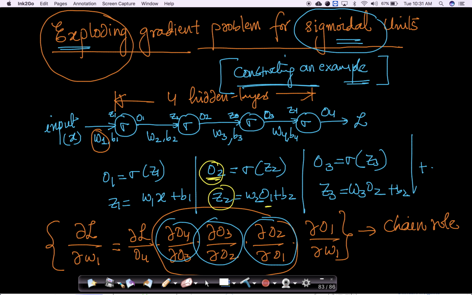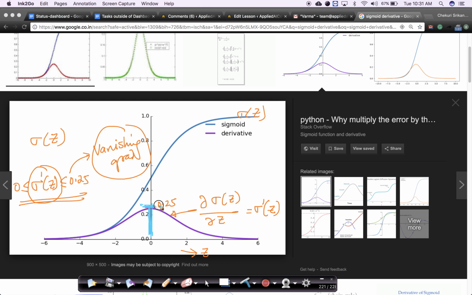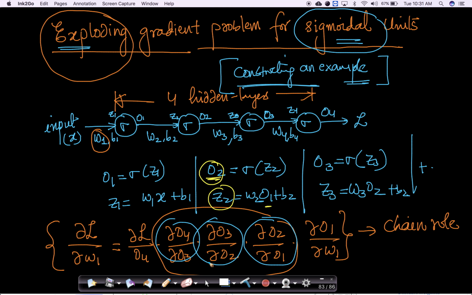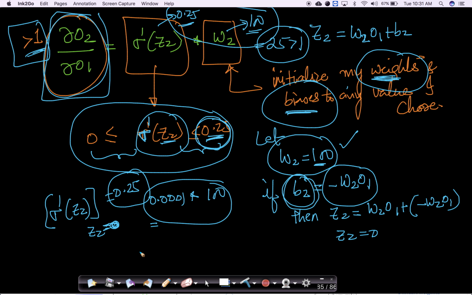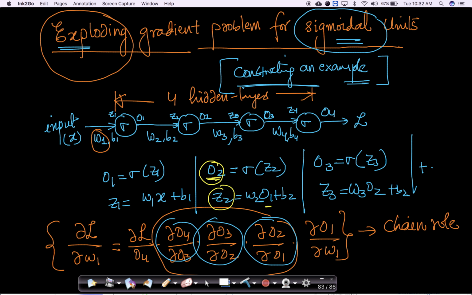So you can have instances even with sigmoidal units, even though the sigmoidal unit doesn't have a derivative greater than 0.25, where you can still construct examples where you will encounter exploding gradients. This is very important: because of the way you have initialized your weights and your biases, you can construct counterexamples like this wherein you can observe exploding gradient problems. And exploding gradient problems often occur when the depth of the network is very, very large. And that happens a lot in recurrent neural networks that we'll discuss later in this chapter.